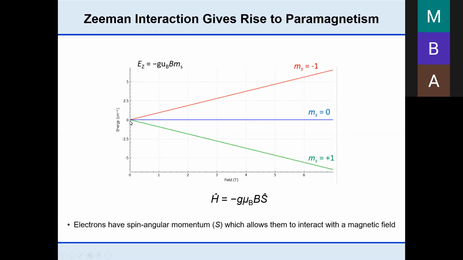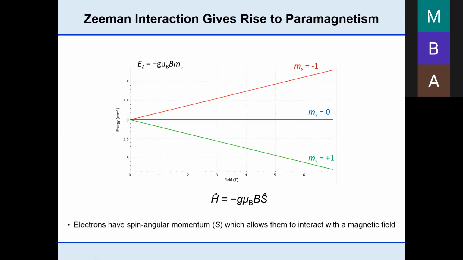You'll note that the scale we're talking about here is quite small. These values are on the order of 5 to 10 wave numbers generally, even for really large fields. As a result of this, to really observe this magnetic ordering, quote unquote, as it arises from the Zeeman interaction, you usually have to cool your sample down quite a bit in order to depopulate these excited states.